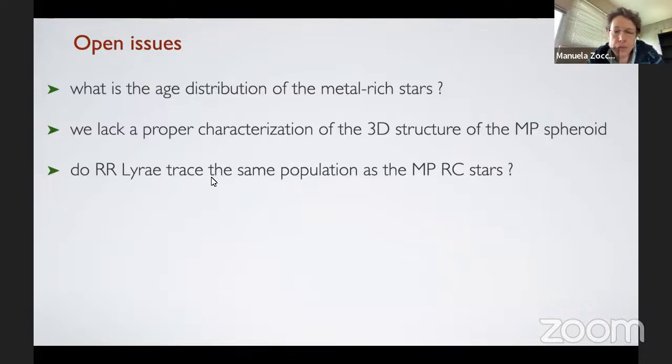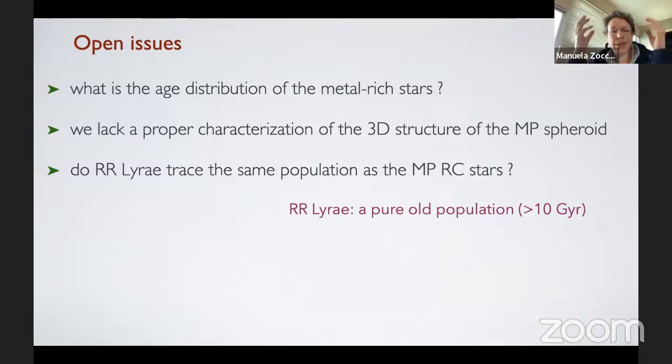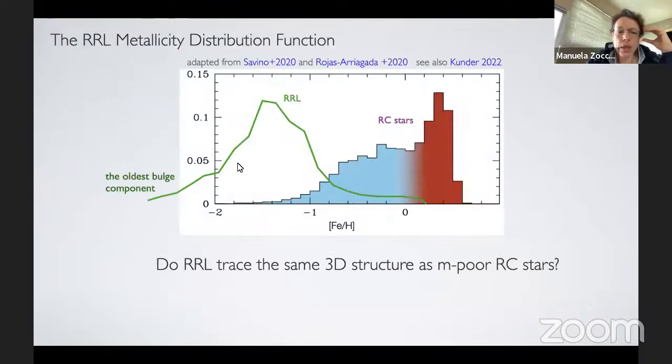Another open issue concerns the RR Lyrae. I will spend a few more minutes on that because the RR Lyrae are a pure old population. You can only form RR Lyrae in populations older than 10 gigayears. So that's a great advantage if we want to reconstruct the early formation of this galactic component, because here we have kind of fossils, something that was there at the beginning. Because later on we have two populations with different properties everywhere, what about the first one? I think it's an interesting question to investigate whether RR Lyrae trace the same 3D structure as metal poor stars. The RR Lyrae are a pure old population, but their metallicity distribution is more metal poor than those that we have been talking about so far.